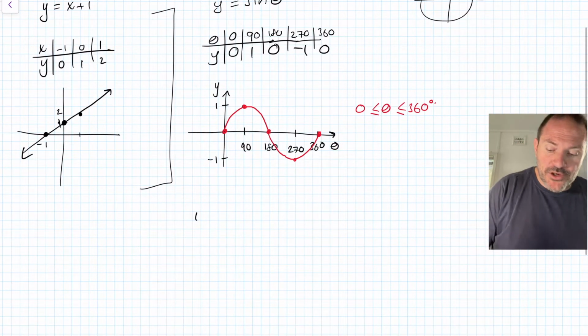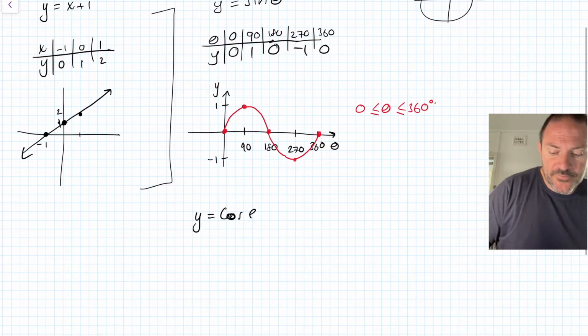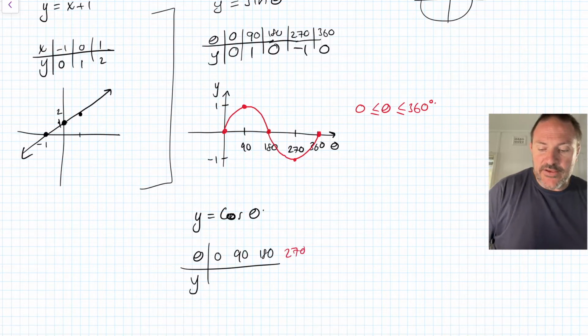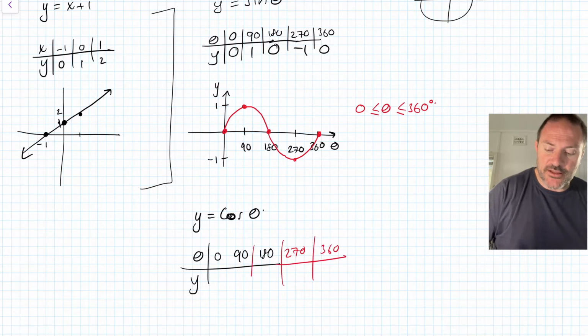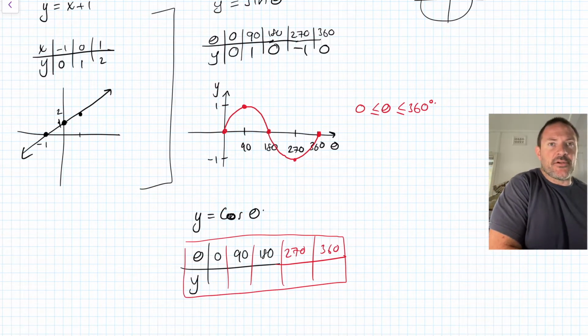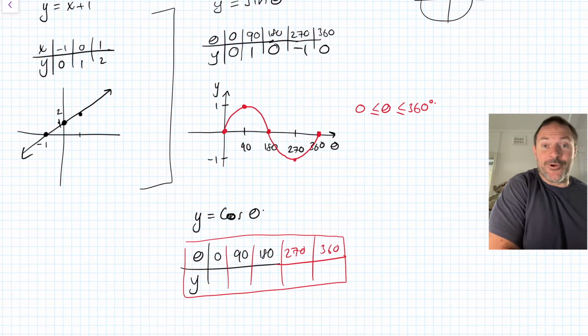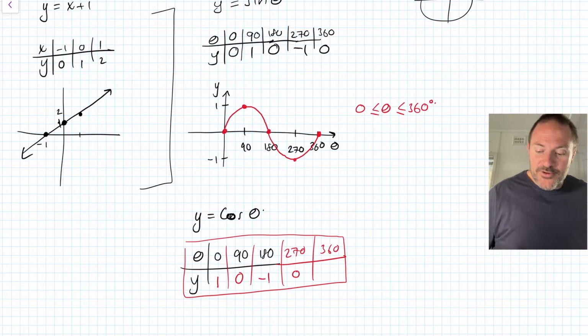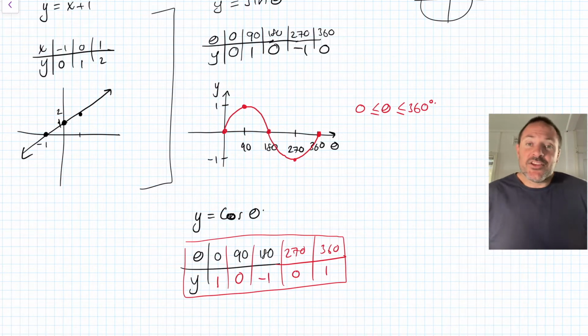If I do the same kind of motion for cos theta, so theta and y, I'm going to use the same values for theta: 0, 90, 180, 270, 360. Let's see what happens. Now I'm going to go in pressing cos 0. What do you reckon cos 0 is going to be? Often you're going to be wrong. It equals 1. If I type in cos 90, what's cos 90 going to equal? 0. What's cos 180 going to equal? -1. Then 0, 1. Do it on your calculator, see the values.